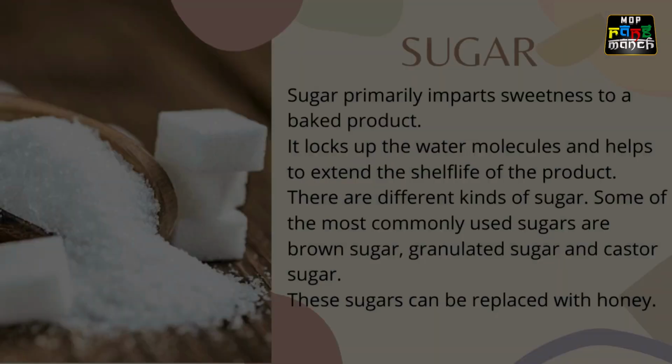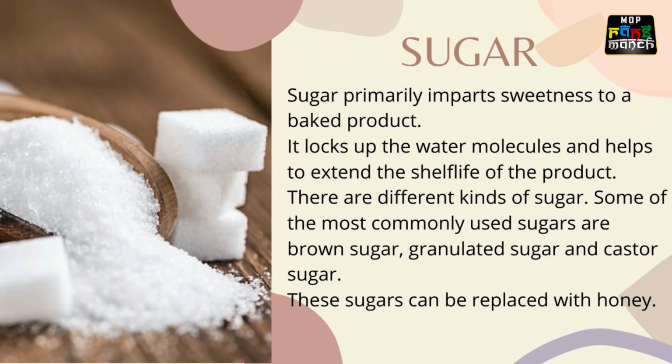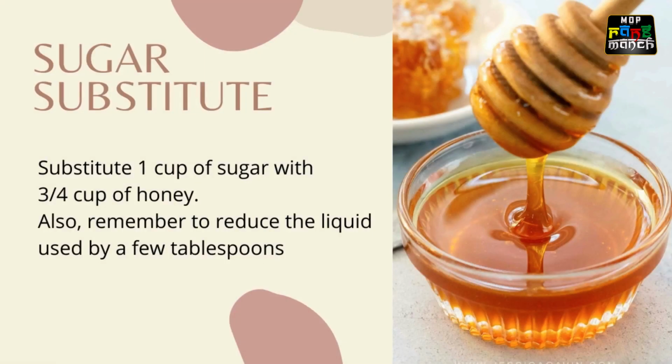The next ingredient, sugar. Sugar primarily imparts sweetness to a baked product. It locks up the water molecules and helps to extend the shelf life of the product. There are different kinds of sugars. Some of the commonly used sugars are brown sugar, granulated sugar, and caster sugar. These sugars can be replaced with honey. Substitute 1 cup of sugar with 3/4 cup of honey. Also, remember to reduce the liquid used by a few tablespoons.